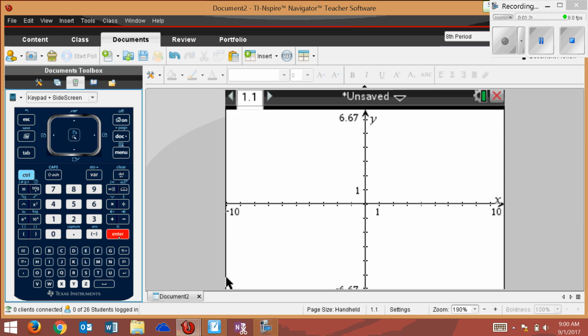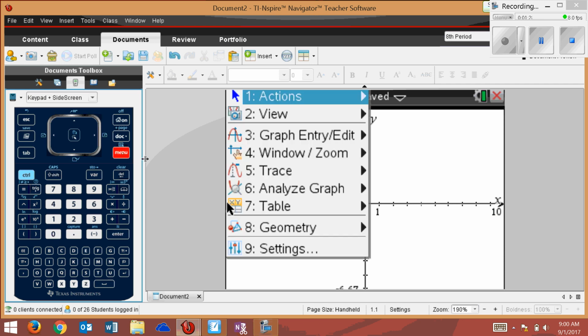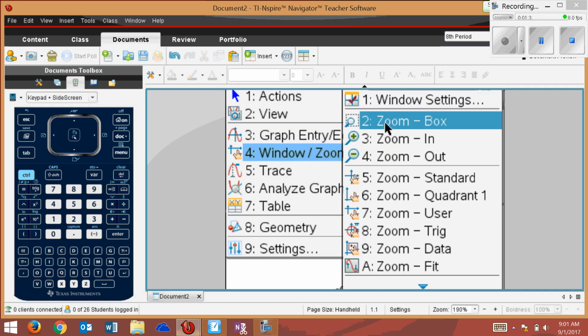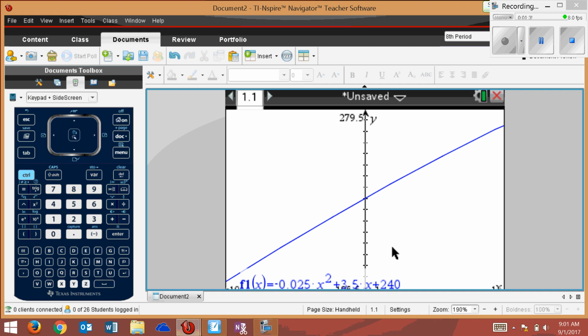All right, now let's look at this graph. Now I can't see it, so what I'm going to do first is menu, and I'm going to go to Window Zoom, and I'm going to do Zoom Fit. That's something we choose a lot in pre-calc. It will zoom the equation out.